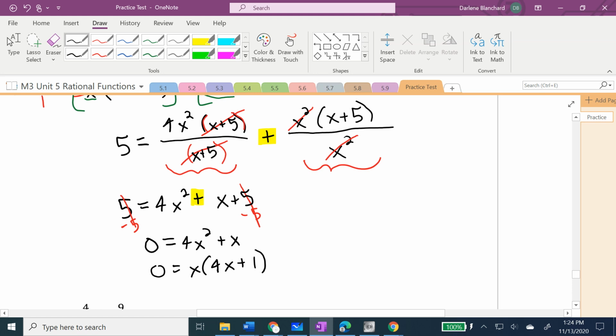I can factor a common x, and then that leaves me with 4x plus 1. Each factor, is this one a no solution?